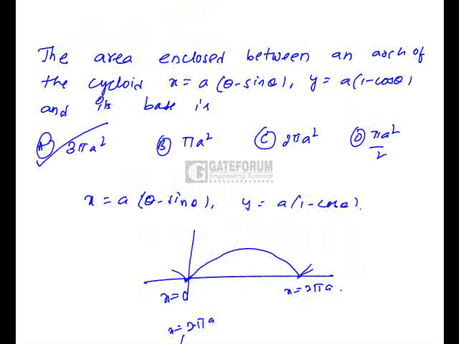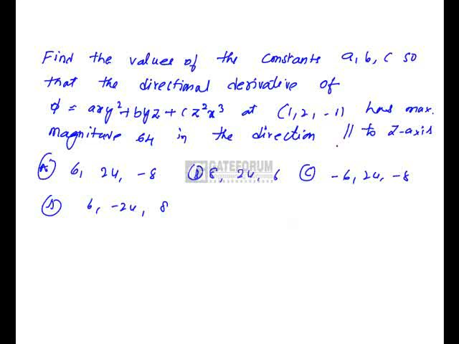That is option A. The directional derivative of maximum magnitude of a function phi is given as 64, which is parallel to the z-axis, and you have to find the values of the constants a, b and c.